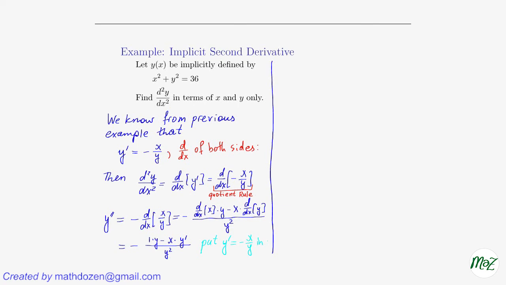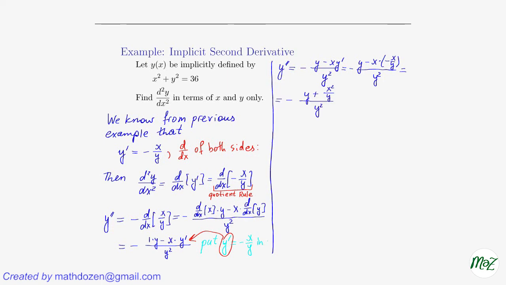Now what we need to do, we don't need to have y prime in this final expression, so we use that previous answer, that y prime is equal to negative x over y, and we're going to put that into this formula that we'll get. So we have y double prime is equal to negative of the fraction y minus x y prime over y squared, and instead of y prime we're going to put negative x over y.